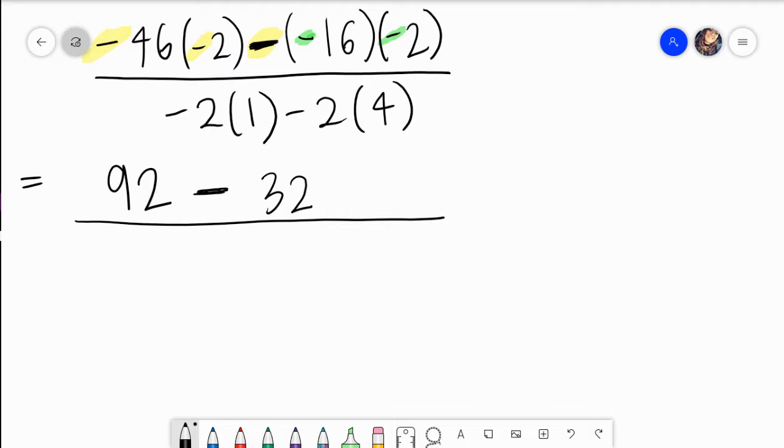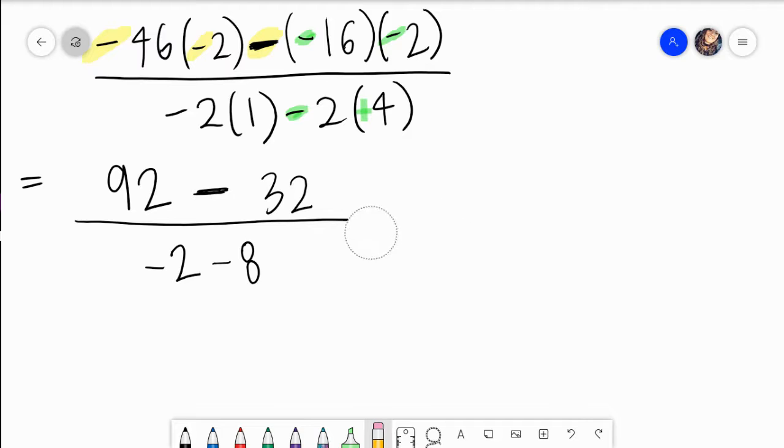Now I've got the denominator to look at. If I do 2 times 1, I get 2. Signs are different, so it's negative. And then I get 2 times 4, which is 8. These signs are also different because that's a positive, that's a negative, and right here there's a positive. Because there's not a negative, that means it's a positive. So those signs are different, so my 8 is negative.